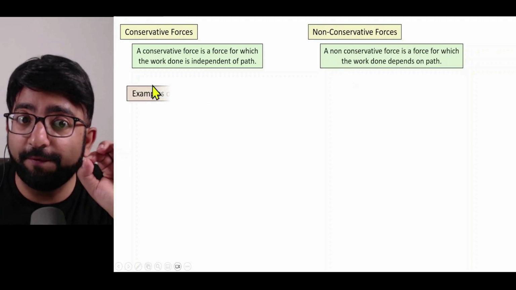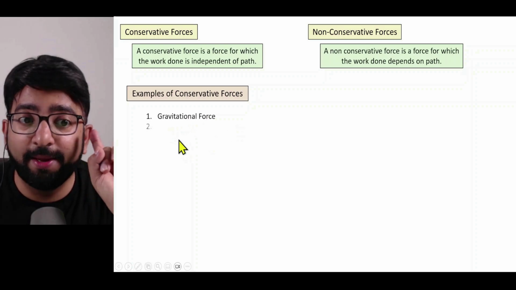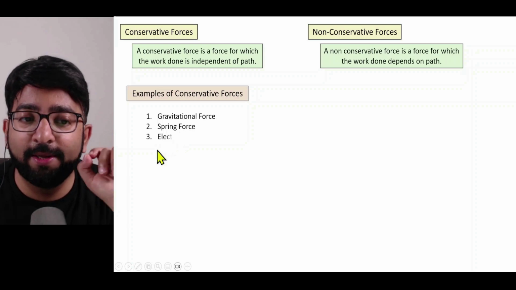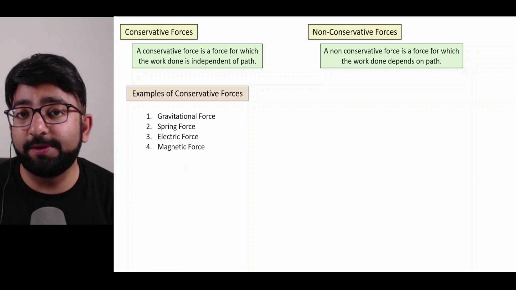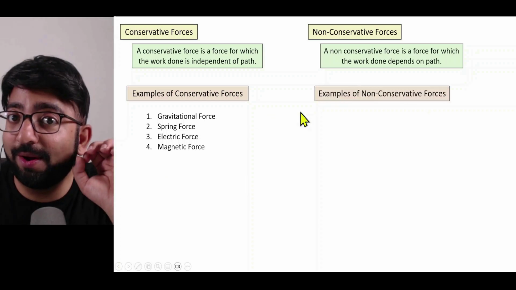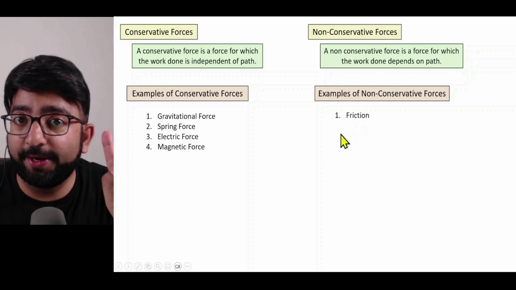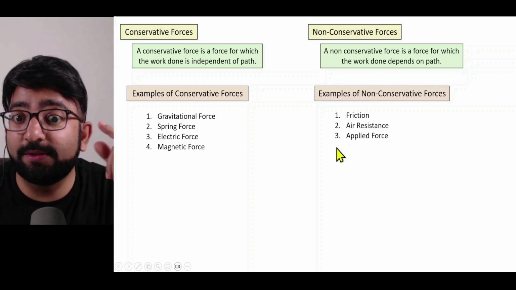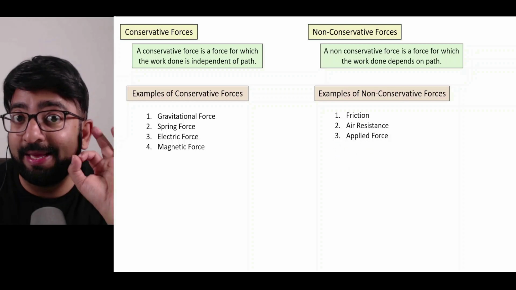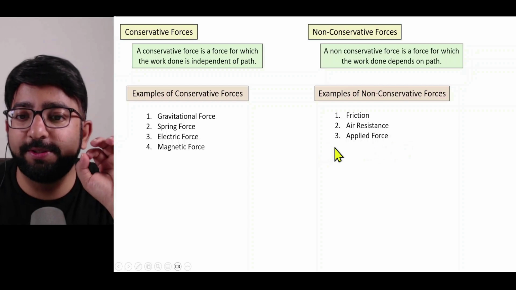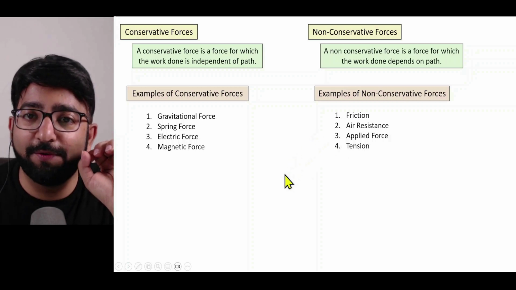Examples of conservative forces which we already discussed: number one was the gravitational force, number two we have spring force, three electric force, and then we have magnetic forces. All these forces are considered conservative. On the other hand, what are the examples of non-conservative forces? You need to remember, first is friction, second we have air resistance, third, most importantly, applied force. If you are pulling or pushing an object, that applied force is also non-conservative, and fourth would be tension. So these are some examples of non-conservative forces.